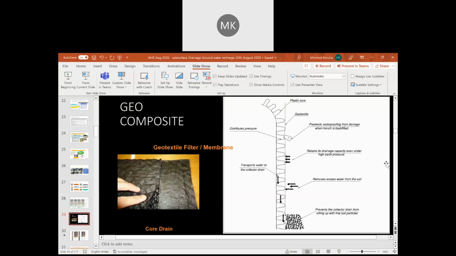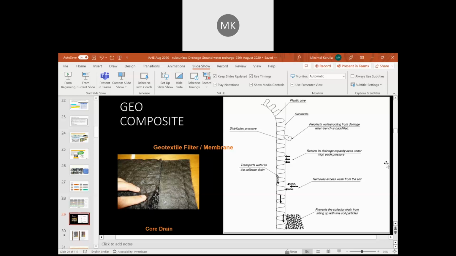Geogrid is again a reinforcing material. It is a very important material, but it is not relevant for today's session. Then geocell can act as a reinforcing element and as an erosion control element, but again, not so significant for drainage, so I'm not taking it. Geomembrane has some significance to drainage, especially in applications like landfills, but it does not have that much importance for pavement drainage.